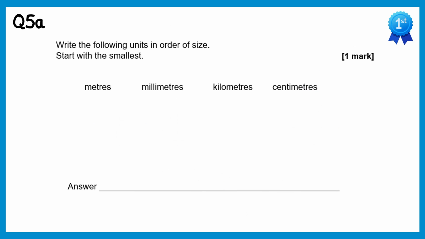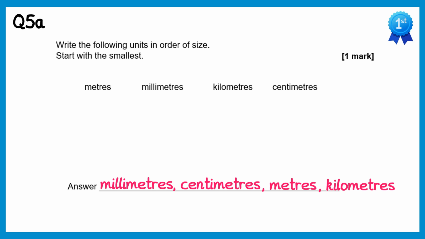For question 5 we need to write these units in order, starting with the smallest. The smallest of these is millimeters, they're the tiny little lines you have on your ruler. Then it's centimeters, you'll also see these on your ruler. Then it goes up to meters. And finally the largest one, kilometers.